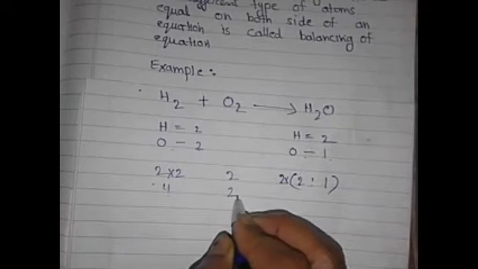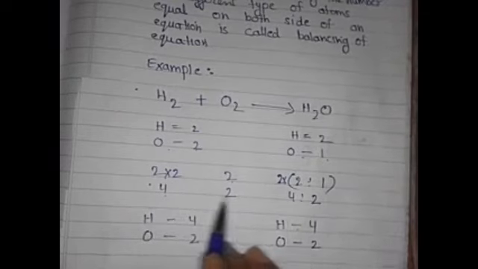If we multiply this by 2, then the ratio that forms here will be 4. Here on both the left and right sides: hydrogen 4, oxygen 2. Now hydrogen 4, oxygen 2. Here hydrogen 4 and oxygen 2. In this way the equations are balanced, and other chemical equations are also balanced in this way.